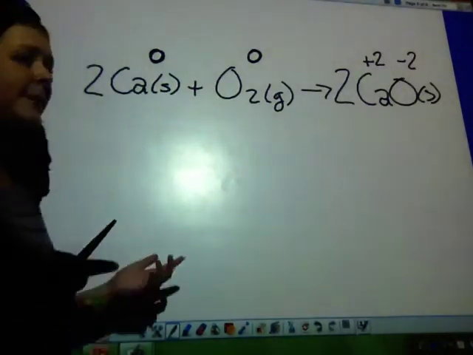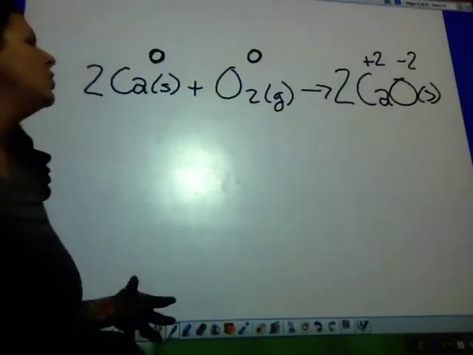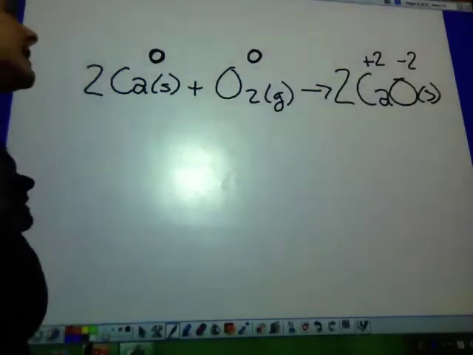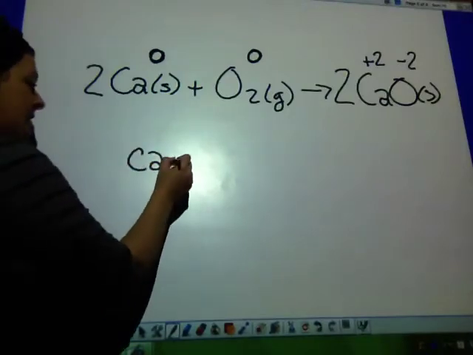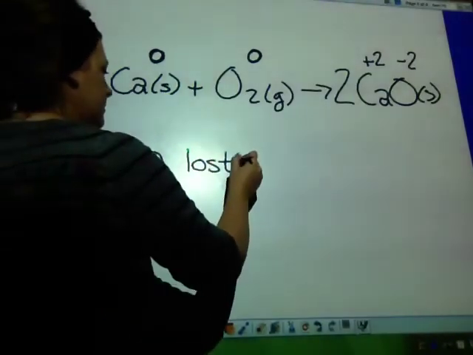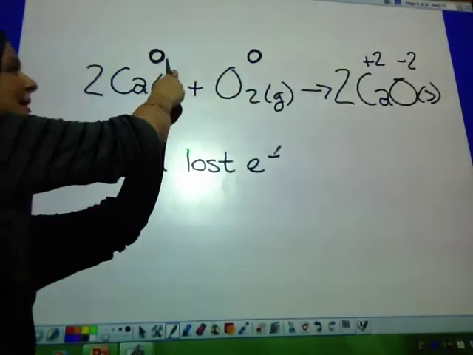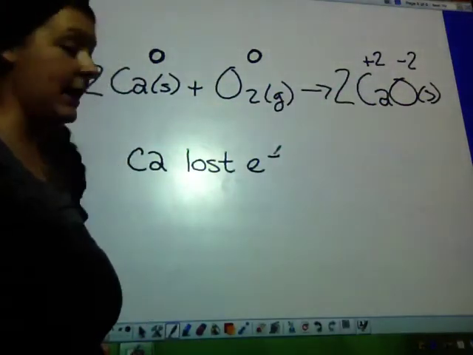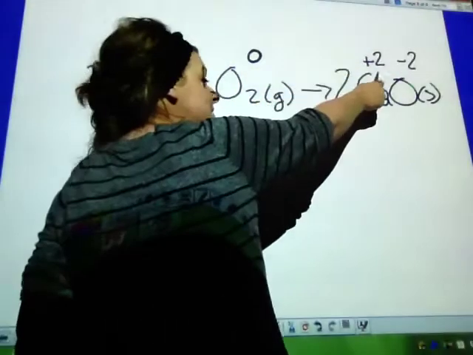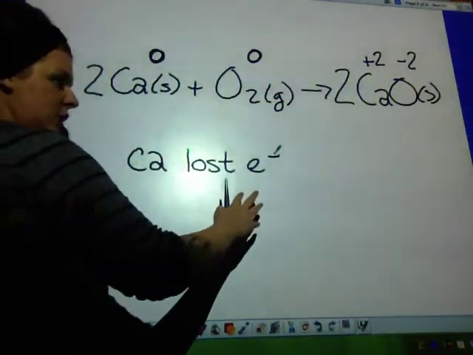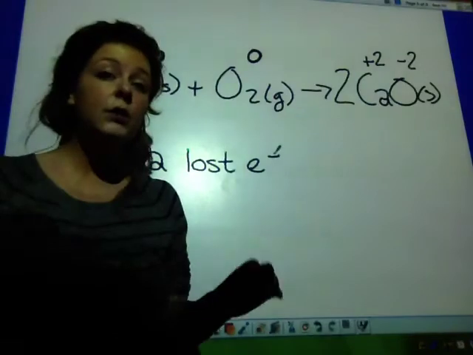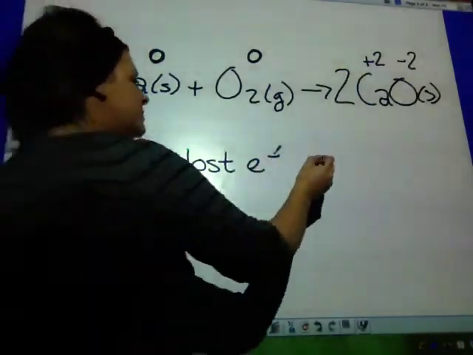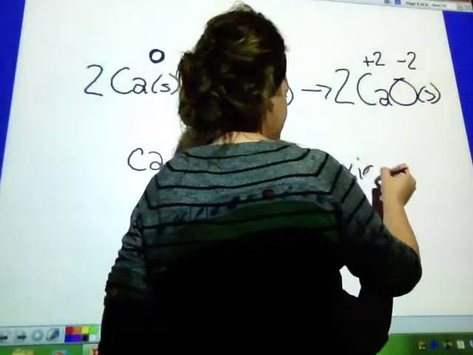So did calcium gain electrons, which are negative, or did calcium lose electrons? Calcium must have lost electrons, and that's because it went from 0 to +2. If it gained electrons, it would have become more negative. So because it became more positive, it must have lost electrons. And according to our LEO the lion goes GER, if I lose electrons, that must be oxidation.